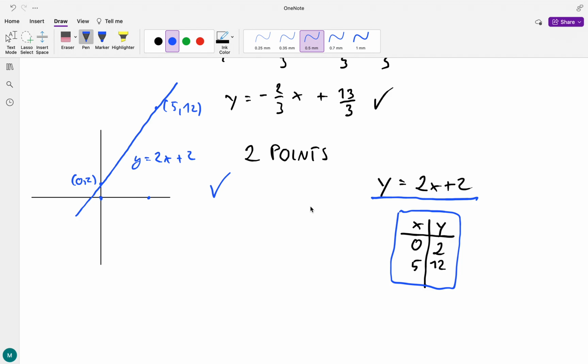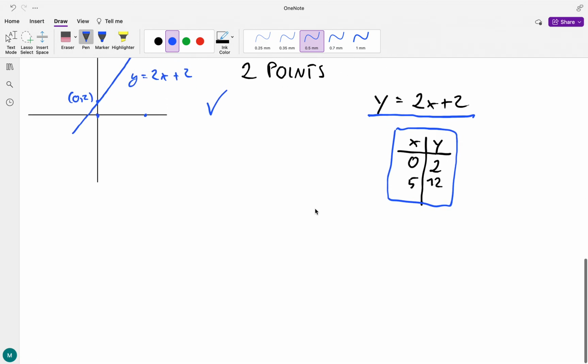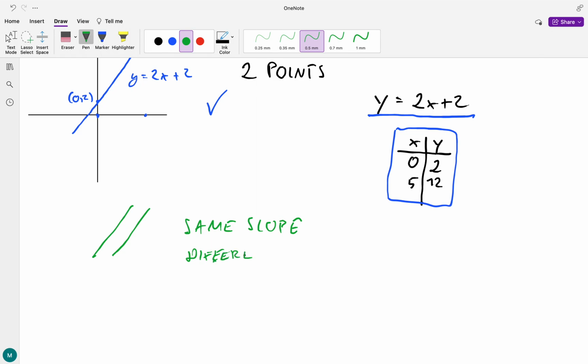Now, last thing in our review when it comes to pre-calculus is the distinction between parallel and perpendicular lines, right? So parallel lines have the same slope. They're going to have different y-intercepts, but the same slope.